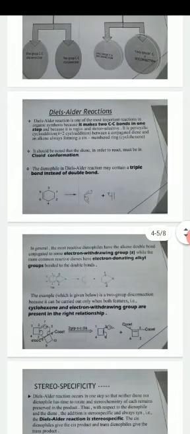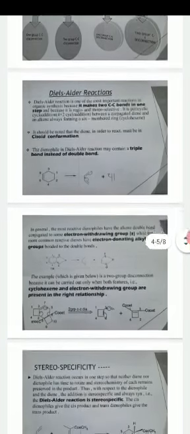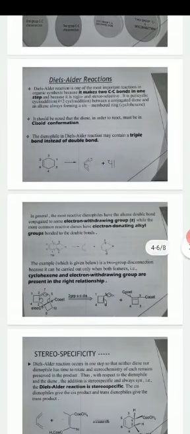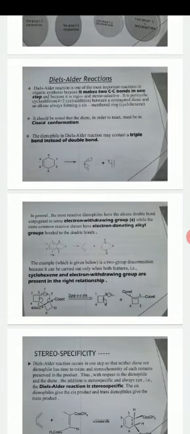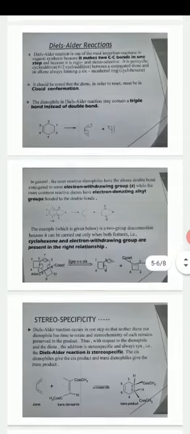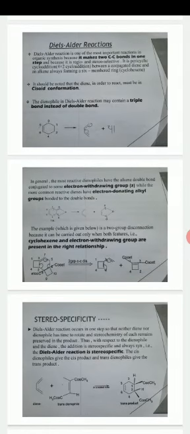It is possible. So in general, the most reactive dienophiles have the alkene double bond conjugated to some electron withdrawing group, while the more reactive dienes have electron donating alkyl groups bonded to the double bonds. In the example, we can see that there is a two-group disconnection because it can be carried out only when both features, that is cyclohexene and an electron withdrawing group, are present in the right relationship. We can see that in the example.